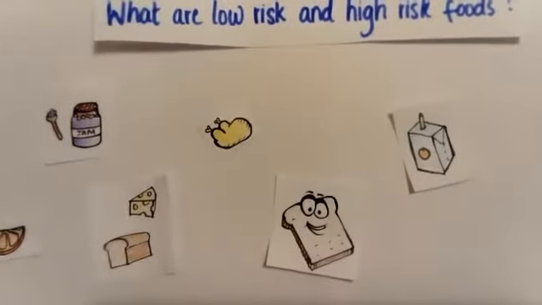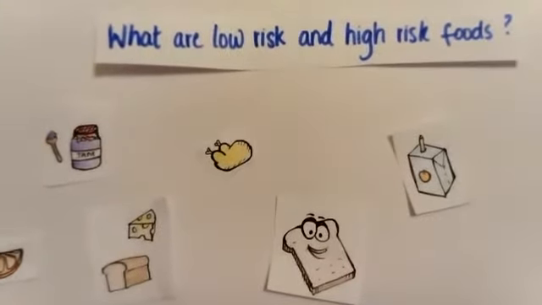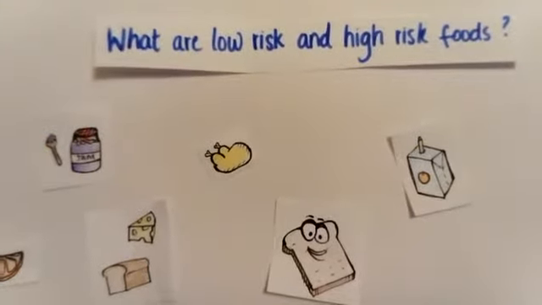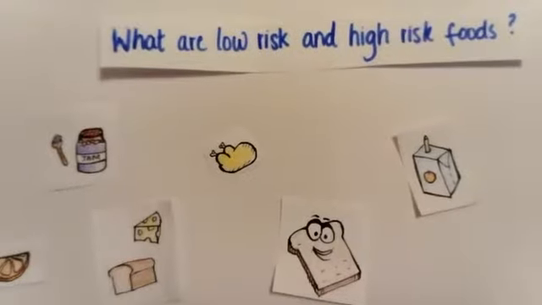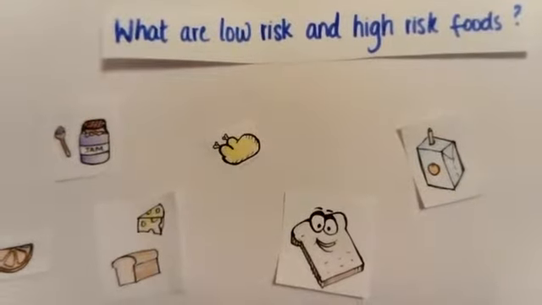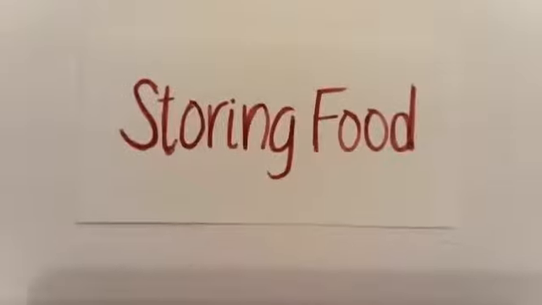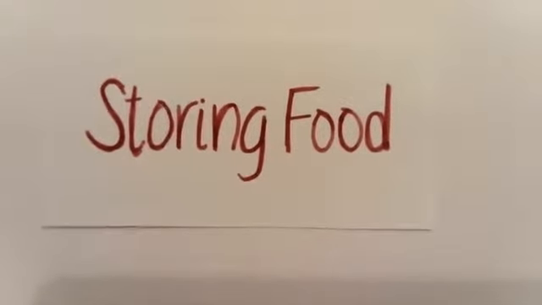Low-risk foods are the opposite of high-risk foods. They're normally dry, for example, frozen cabbage, biscuits, dried rice or pasta, ice cream, crisps, canned food, such as beans or spaghetti or fish. Food storage.